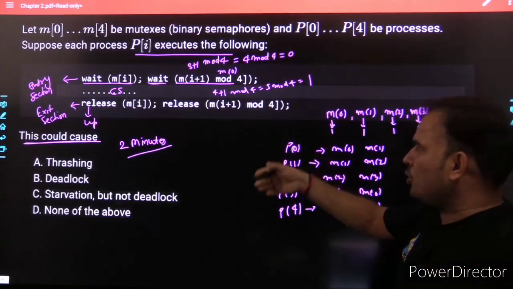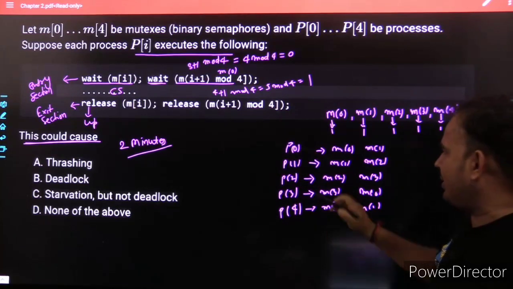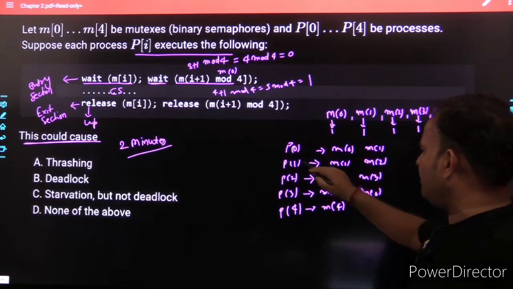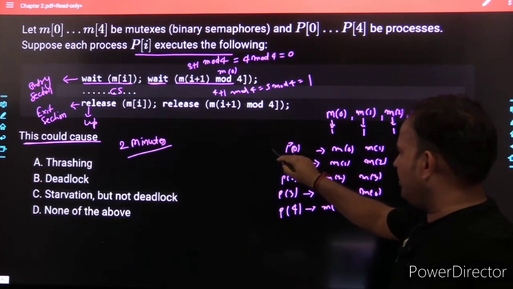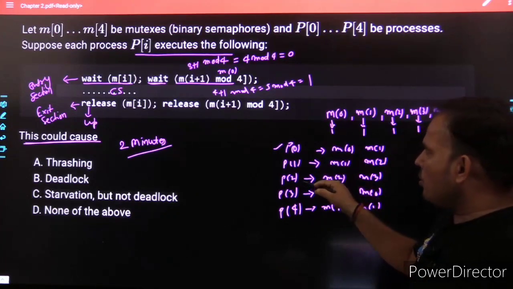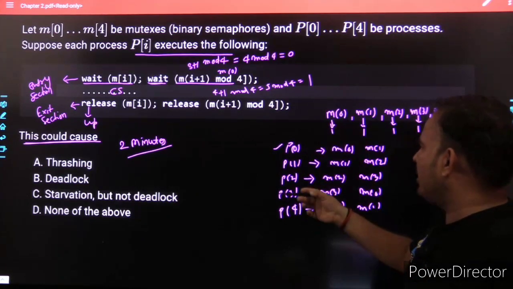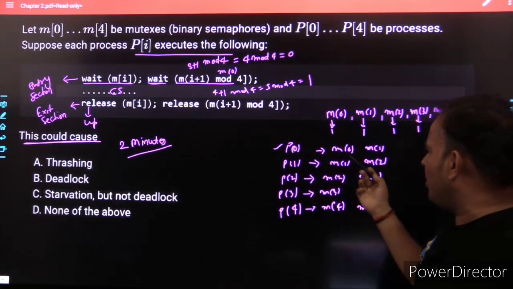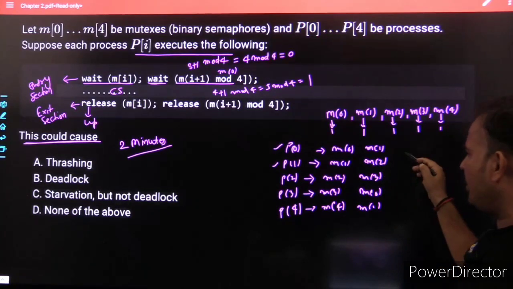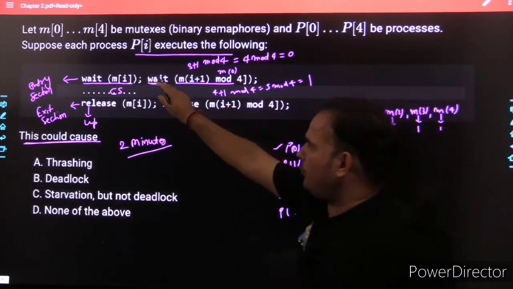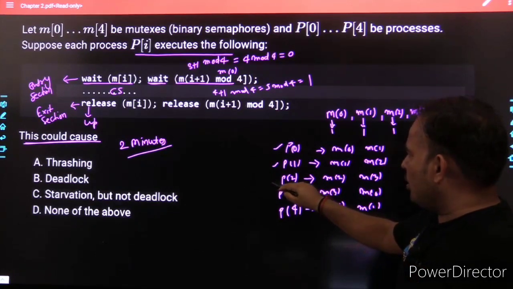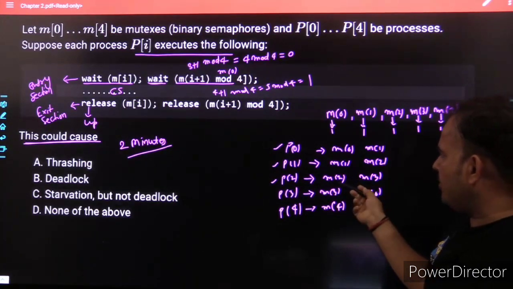Okay, so listen to me carefully. Suppose P0 wants to go into the critical section, and when it performs the down operation on M0, it gets preempted. Now when P1 comes and performs the down operation on M1, and is about to perform the operation on M2, it gets preempted. After this down operation, P1 also gets preempted. Now P2 also gets preempted.